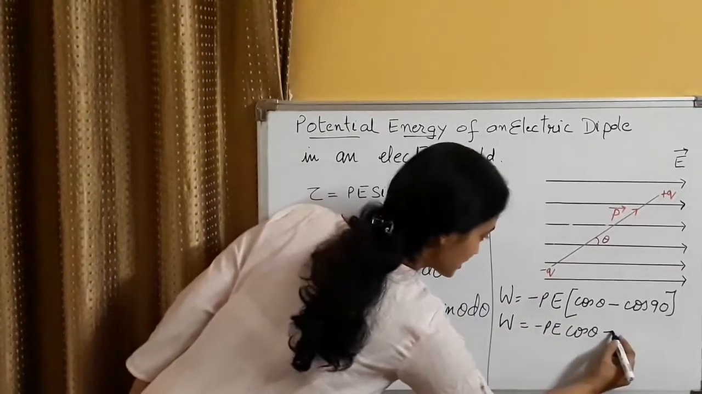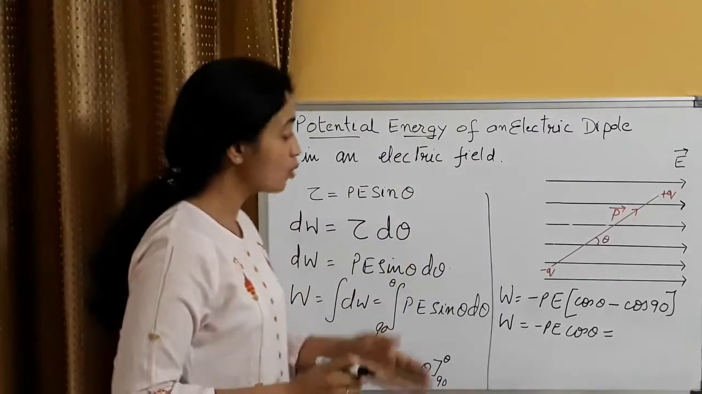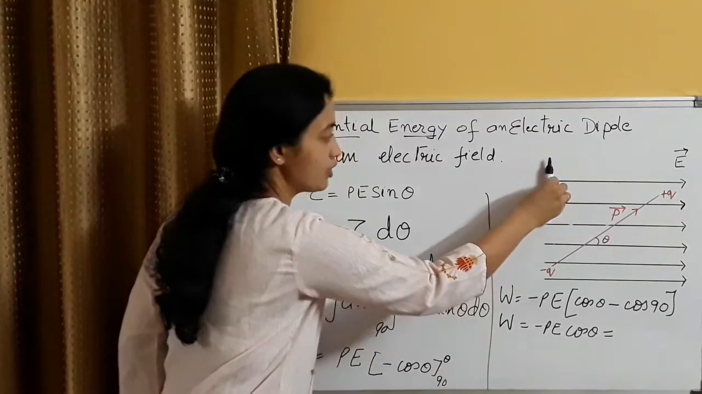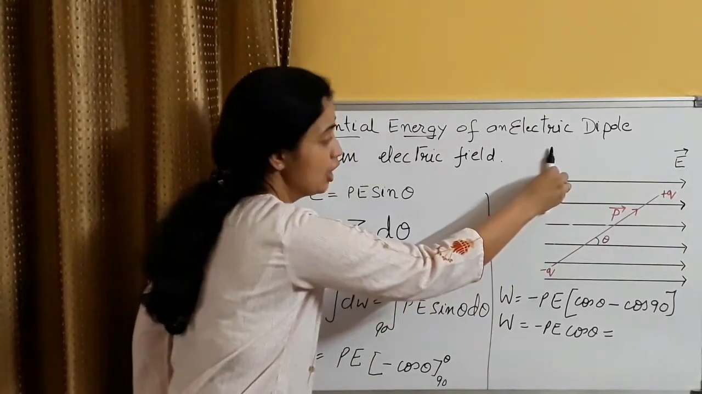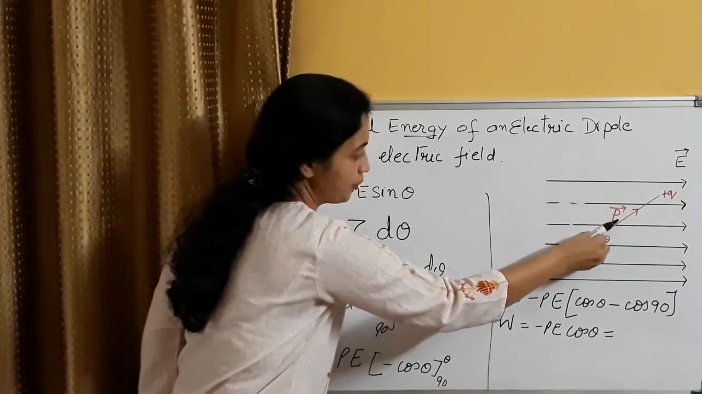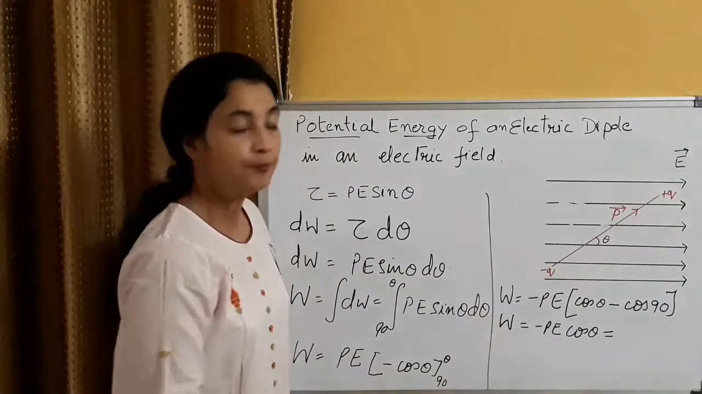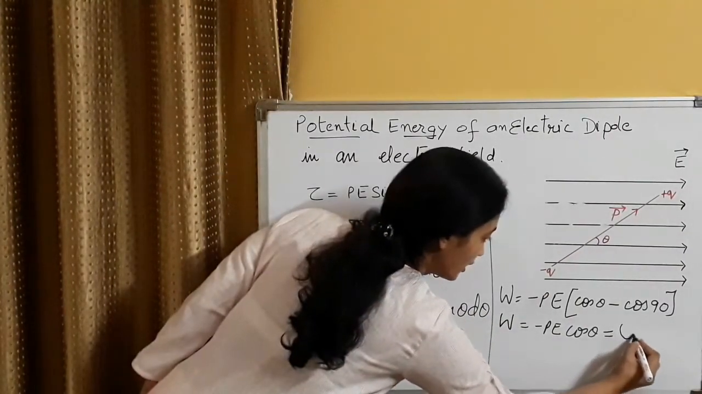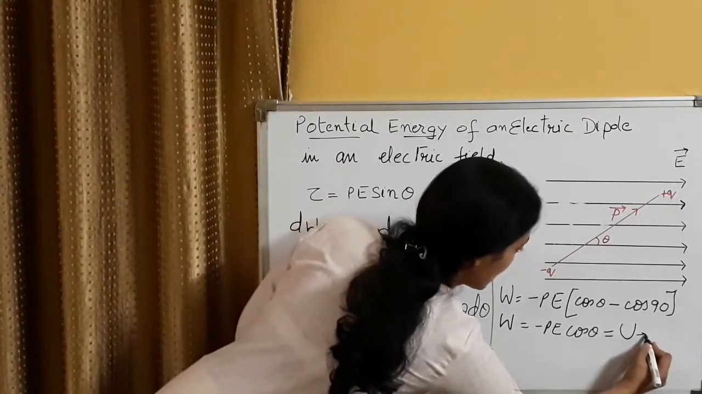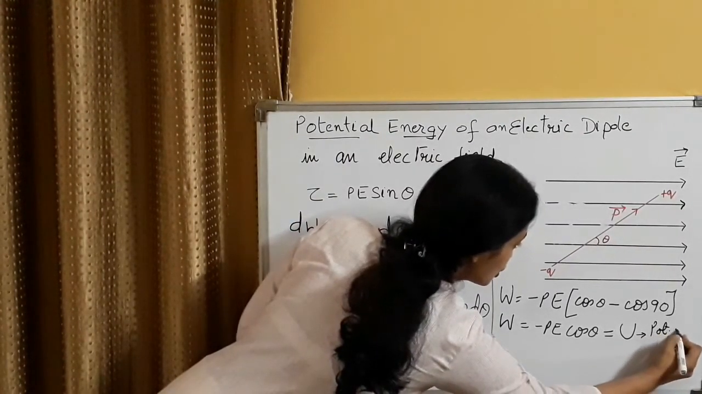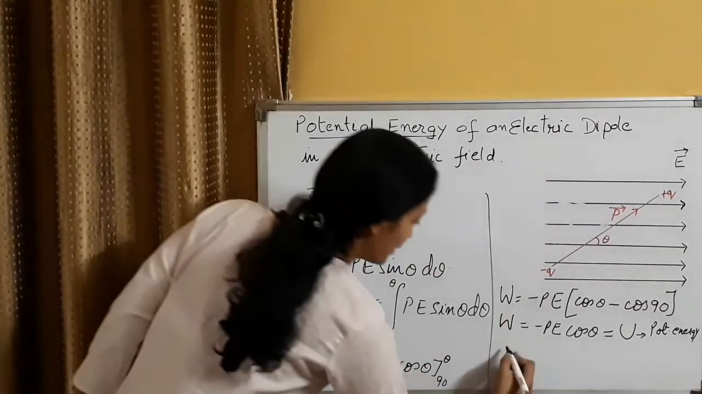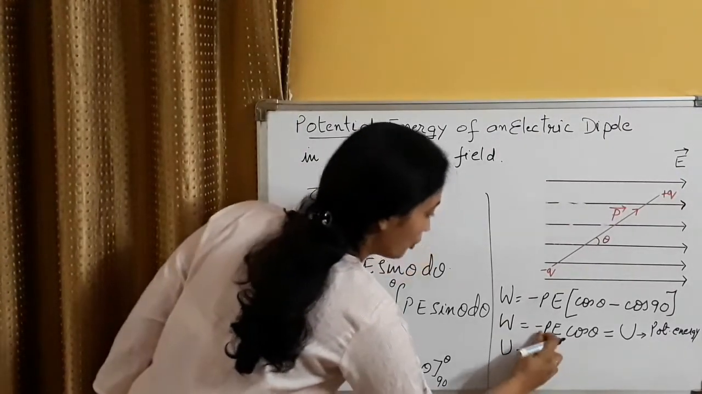Now what is this work done? This is the amount of work which is done in shifting the dipole from a position perpendicular to electric field like this to some inclination like this. This amount of work done is stored in the dipole in the form of potential energy. We denote it by the symbol U. This can be written further as U is equal to minus PE cos theta.